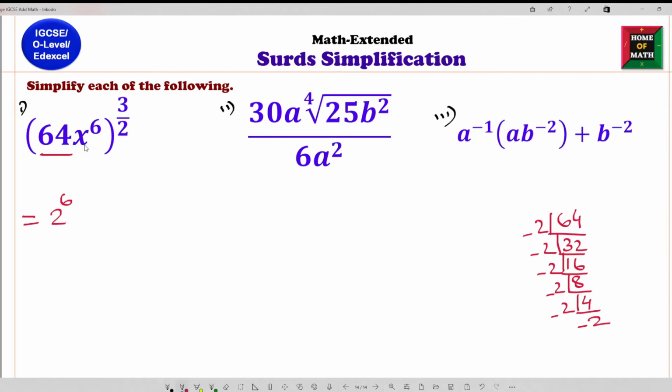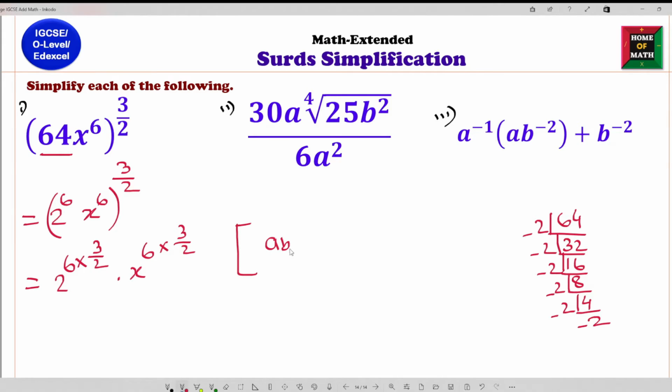And here is x to the power 6. It will be unchanged. And the power is 3 by 2. Then we can write 2 to the power 6 times 3 by 2 times x to the power 6 times 3 by 2. How? We know if a to the power a and b to the power 2, it means a square and b square. Now we can deduct something like 6 divided by 2, it will be 3.